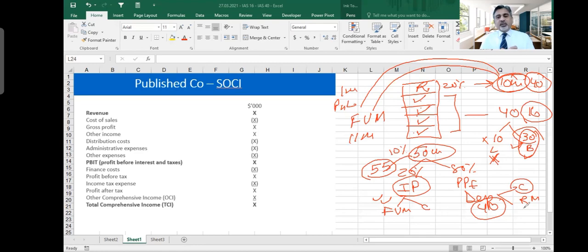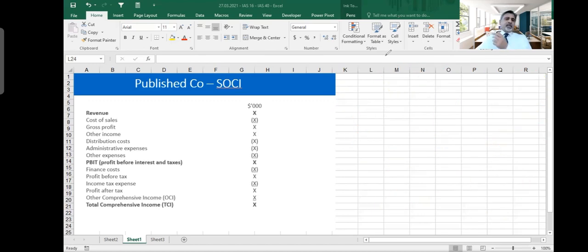If you were doing it on revaluation, then it will also have a revalued amount, and the revalued amount will go to the OCI part. So this is about IAS 16 and IAS 40, a little bit of comparison. There is one more thing, by the way.